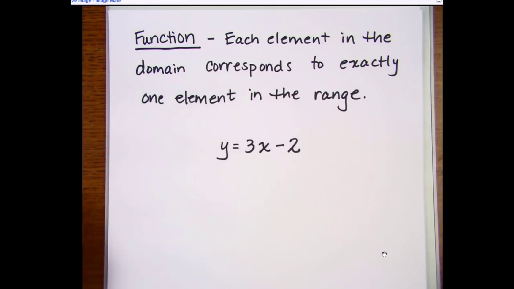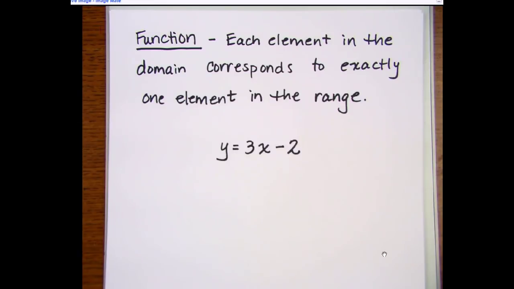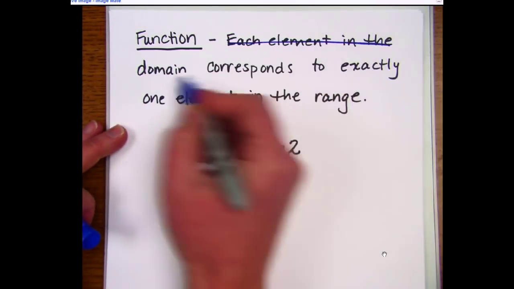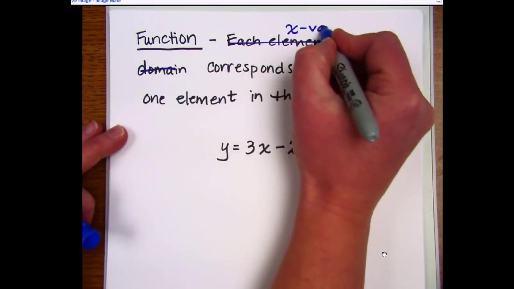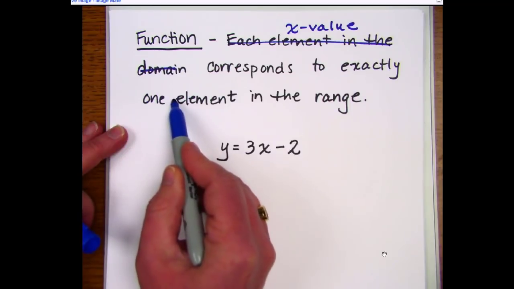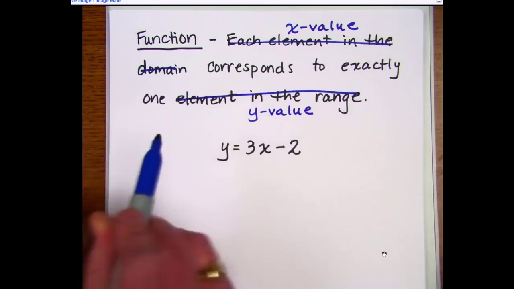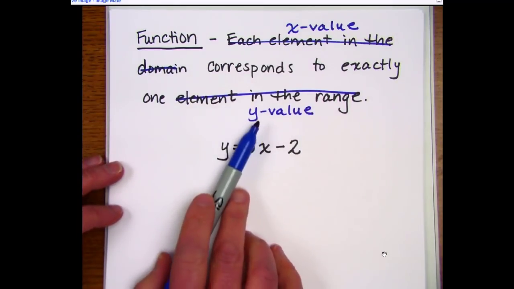In our last video, we talked about functions and how to determine if something is a function or not using the vertical line test. And just as a reminder, what is a function? Well, a function is technically defined as each element in the domain corresponds to exactly one element in the range. And now we can simplify that further. We know that an element in the domain is just an x value, and corresponds to exactly one element in the range. An element in the range could be a y value. And this is just a fancy way of saying for each x there's only one y.